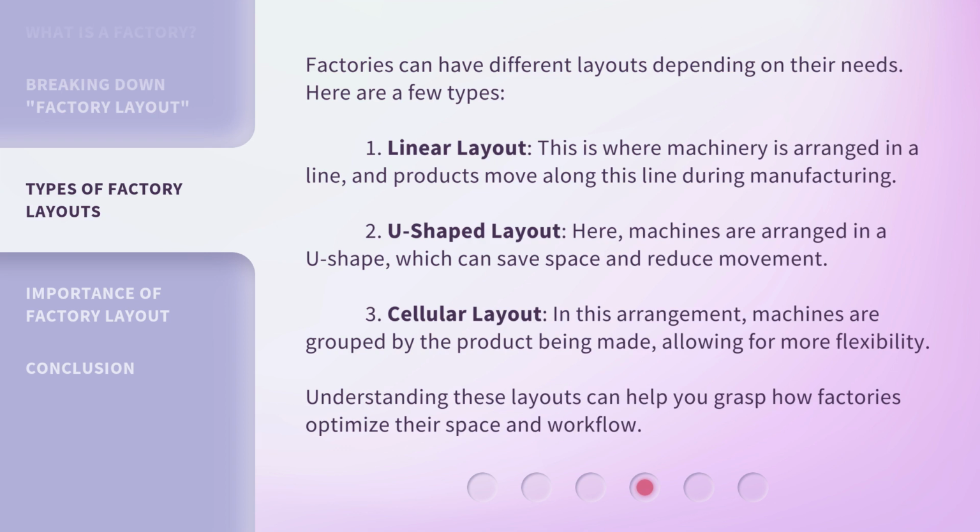2. U-shaped layout. Here, machines are arranged in a U-shape, which can save space and reduce movement. 3. Cellular layout. In this arrangement, machines are grouped by the product being made, allowing for more flexibility. Understanding these layouts can help you grasp how factories optimize their space and workflow.